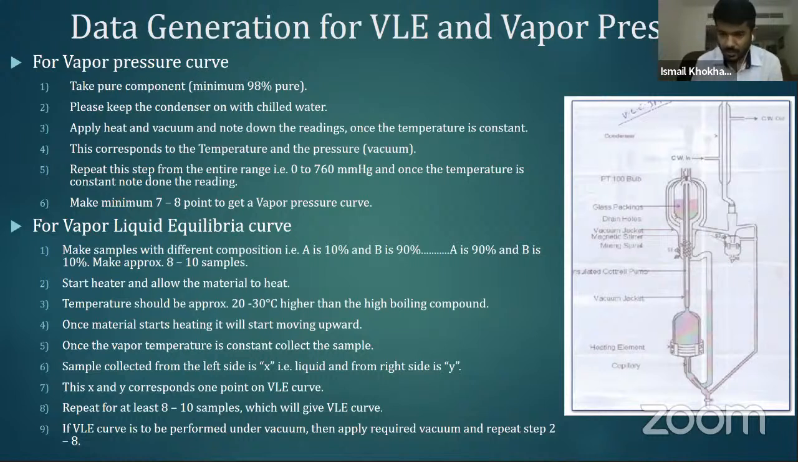Then with the help of the pressure control valve, again reduce the pressure, allow the mixture to heat again to get a constant vapor temperature. Once the temperature is constant, note down the reading. So you have the entire temperature range from 0 mmHg to 760 mmHg, and you will get approximately a curve like you see in the literature. So this is how a vapor pressure curve for a pure component is generated with this equipment.